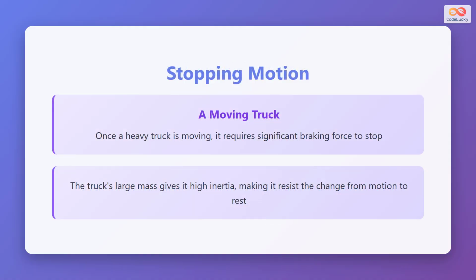Inertia also affects stopping motion. Once a heavy truck is moving, it requires significant braking force to bring it to a stop. The truck's large mass gives it high inertia, which makes it strongly resist the change from motion to rest. This is why large vehicles need powerful brakes and longer stopping distances.